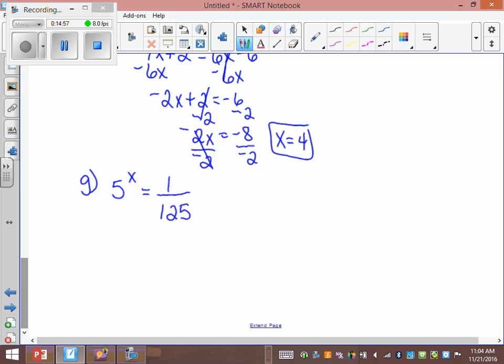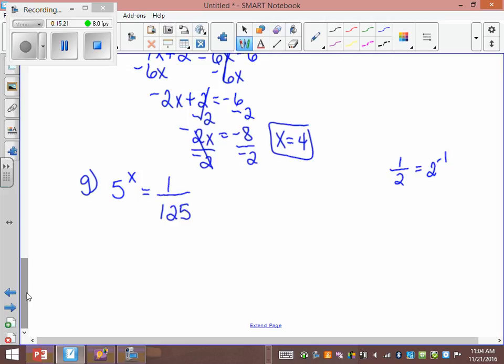If we could get that 125 to be up and not a fraction, we can make them both be base 5. 125 is 5 to the 3. Okay, so my goal is I have to get this 125 to come up here. How do I move it? So if I had a half, let's say, I could write that as 2 to the negative 1. If you don't trust me, do it.